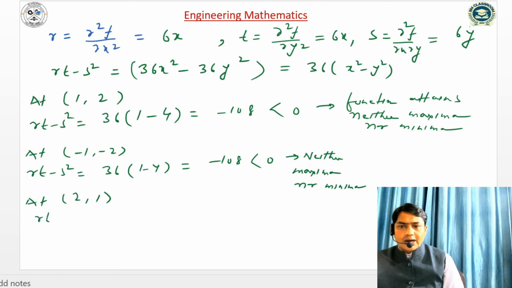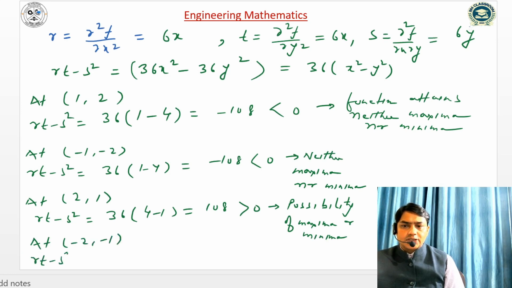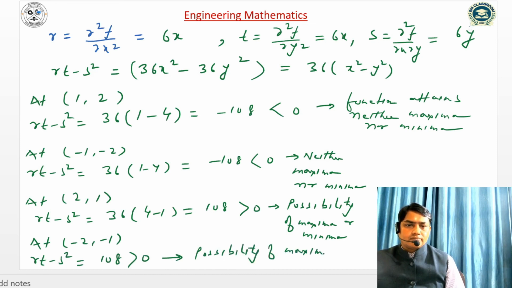Similarly, at the third stationary point, 2 1, rt minus s square is 36 into (4 minus 1), that is 108, greater than 0. So there is a possibility of maxima or minima. Similarly, at minus 2 minus 1, rt minus s square is 108, greater than 0. Once again, a possibility of maxima or minima.